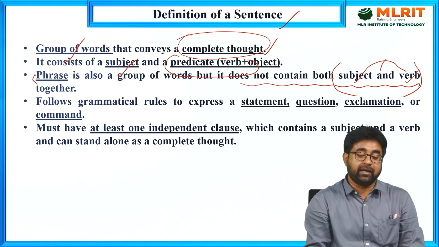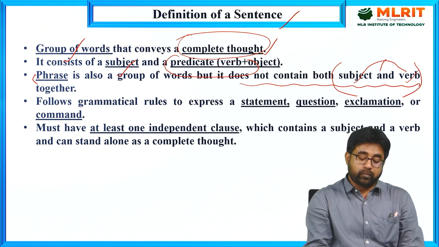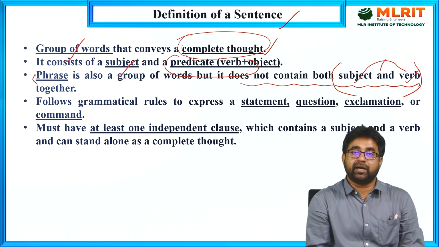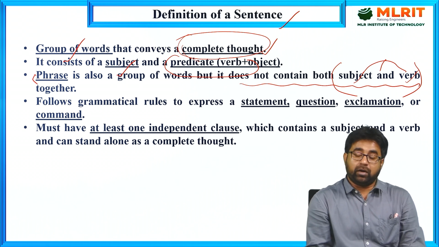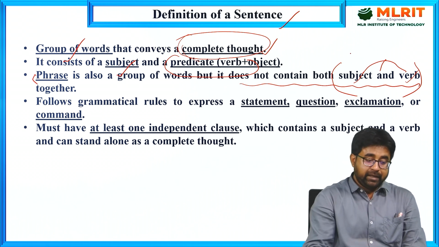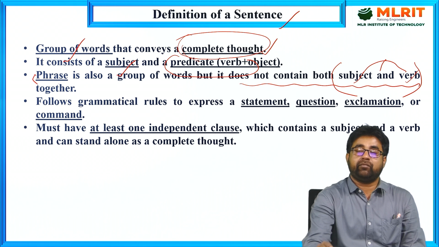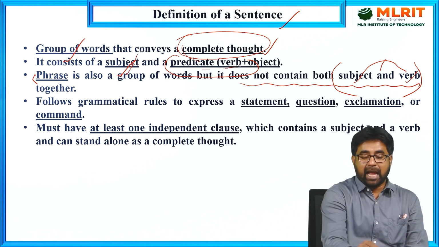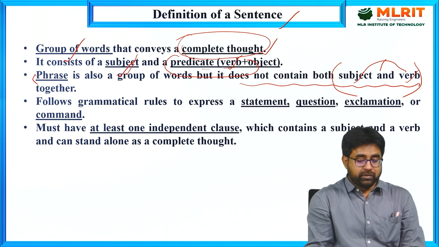Please understand that. A sentence is a group of words, a phrase is also a group of words. A sentence can convey a complete thought, a phrase also can convey a complete thought. But in a phrase, you won't find subject and verb together. In a sentence, you will always find a subject and a verb. So that is the basic difference.